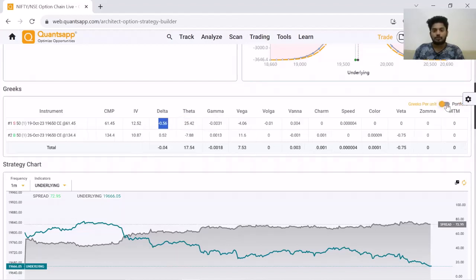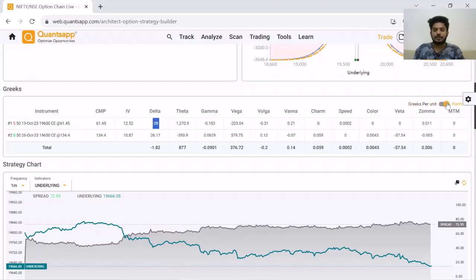Okay, so if I just want to see Greeks per unit, then I can do that. Now let's keep it to portfolio. Portfolio is basically multiplying the lot size with the Greeks. Over here, I am making roughly 1270 rupees on this strategy's theta decay. I am getting 1270 just to be in that strategy, but on the other hand I am giving 400, but still net I am making roughly around 877 rupees over here.